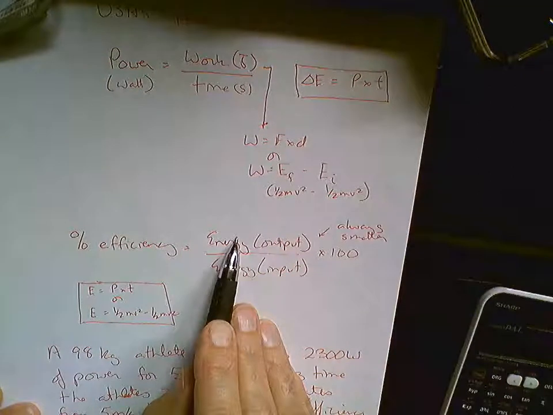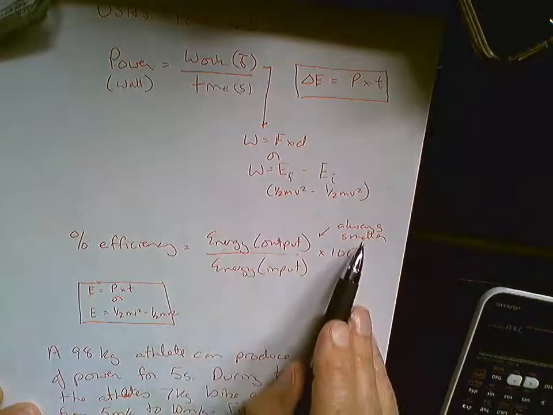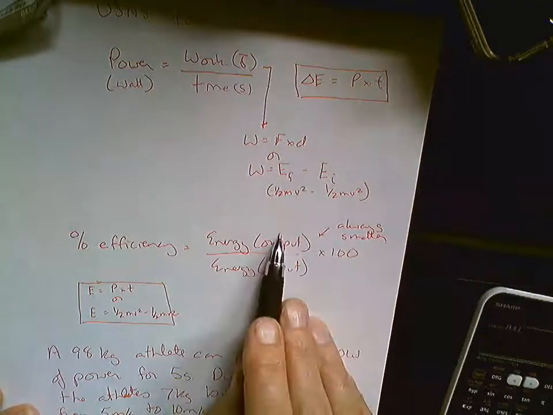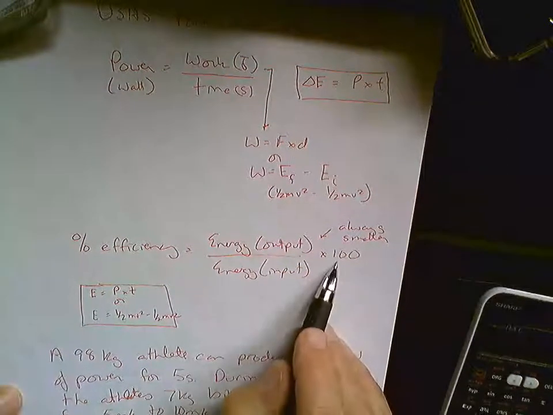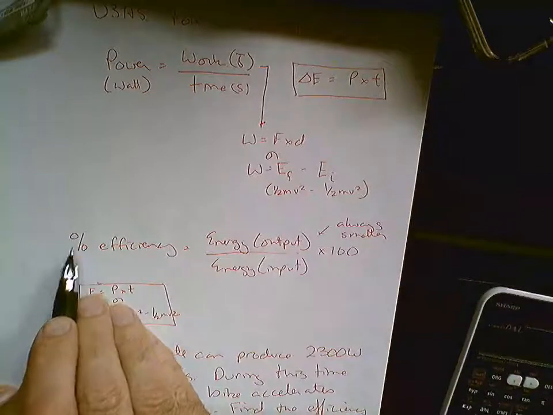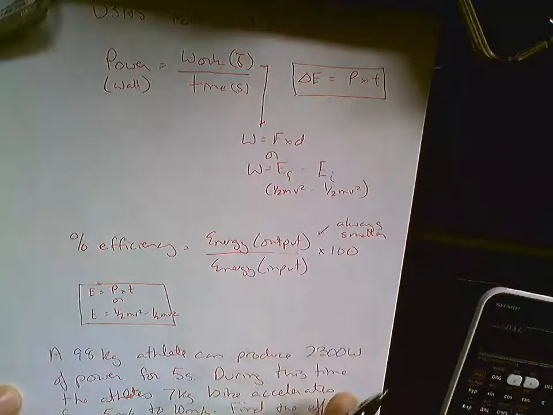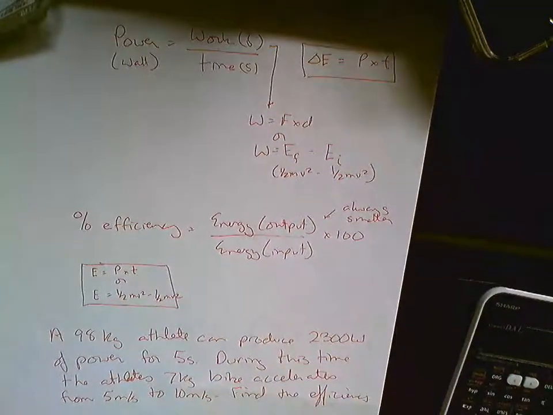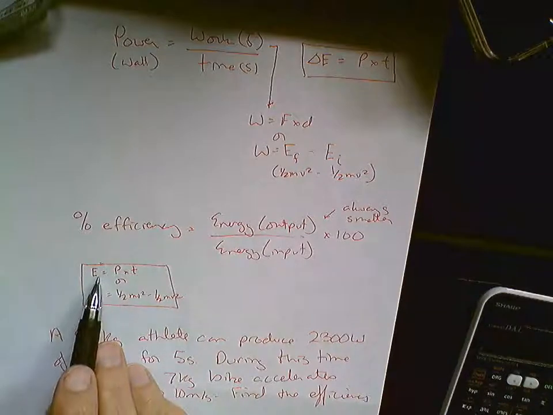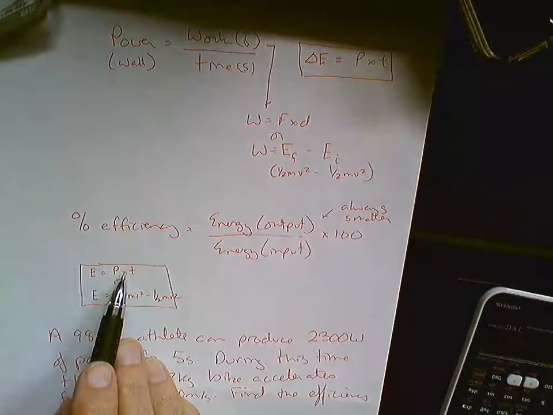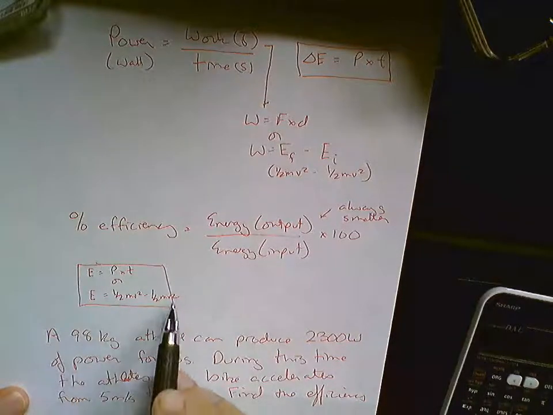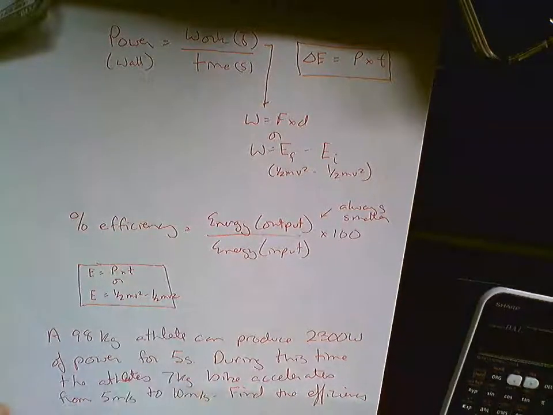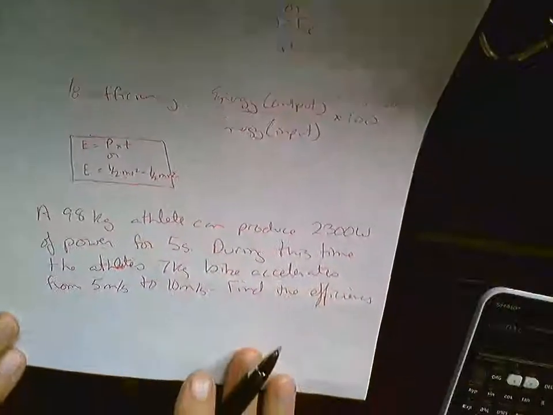instead of being transformed into light. When you do these calculations, your smaller number will always be your output. It'll always be on top. Remember to multiply by 100 because it is percent, which means multiply by 100. Remember, there are two ways to find energy. We can either do power times time, or we can take a look at the changes in kinetic energy that occur. Here's an example of an efficiency problem.